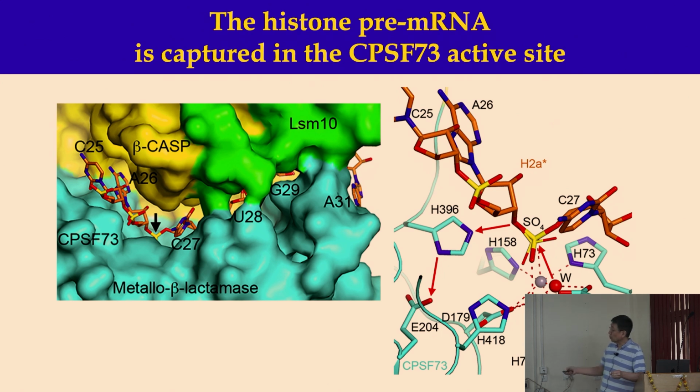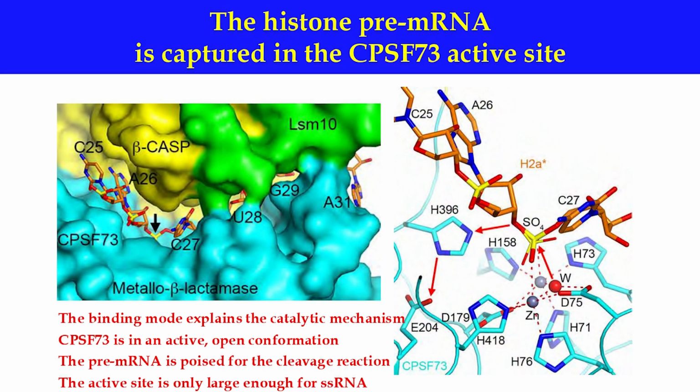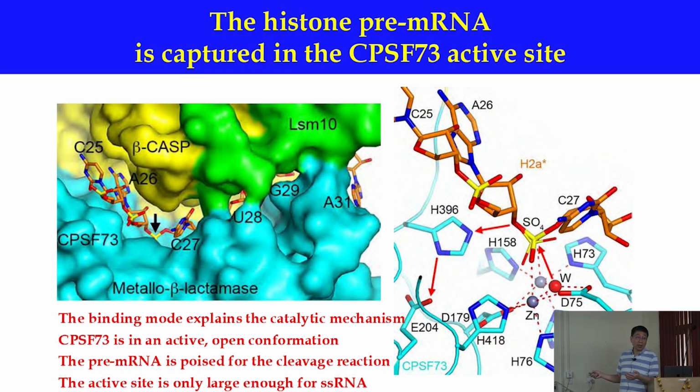So all of these residues are strictly conserved among CPS73 homologs. That tells you essentially that these have important roles in the enzyme. As you can see, they are critical for the catalysis. So the bottom line is the binding mode explains the mechanism, and the CPS73 is now in the active open conformation, and the pre-mRNA actually is poised for the cleavage reaction, ready to be cleaved. And then you can see the binding site is very narrow, so only a single-stranded RNA can go. Double-stranded will not be able to get in.